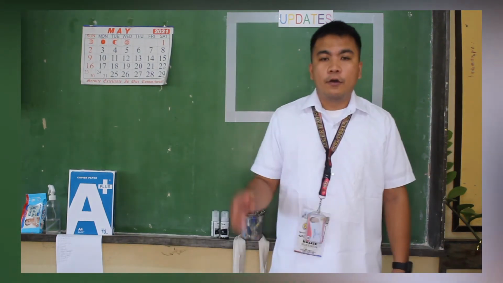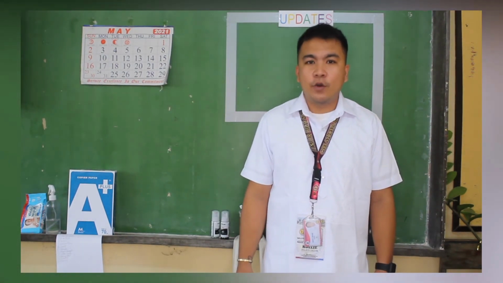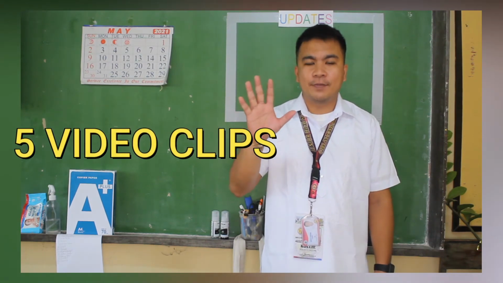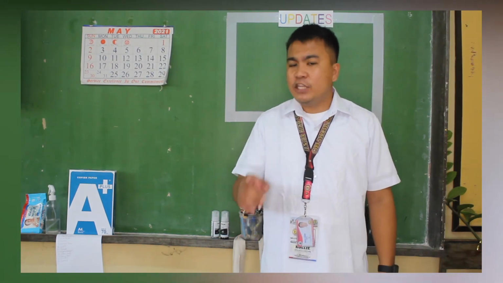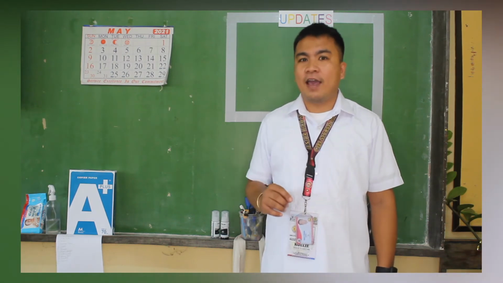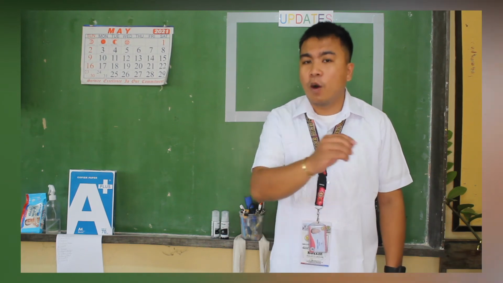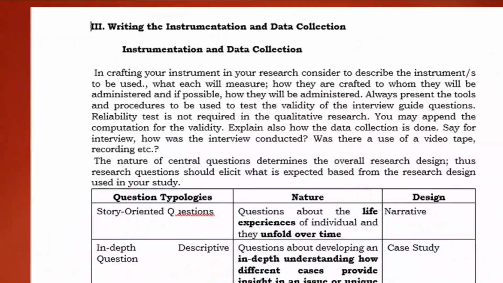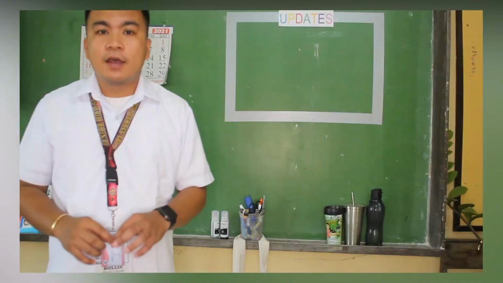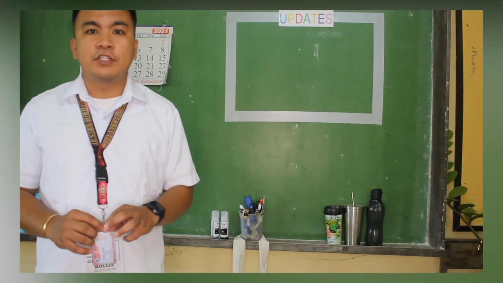Alright, now that we have finished the content of our module, it is time for another activity. For this activity, I am going to show you 5 video clips. You have to watch each one of them and then identify what steps are they in the research methodology of a qualitative research. You don't have to worry because for each video, I am going to give you enough time to think of the answer. You have to write whether they are step 1, 2, 3, 4, 5, or 6 in the research methodology process of a qualitative research.